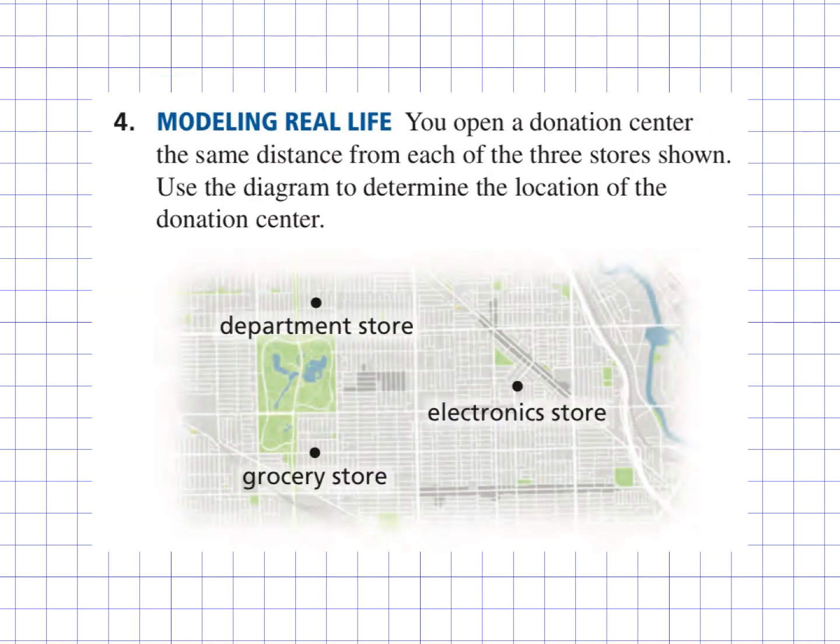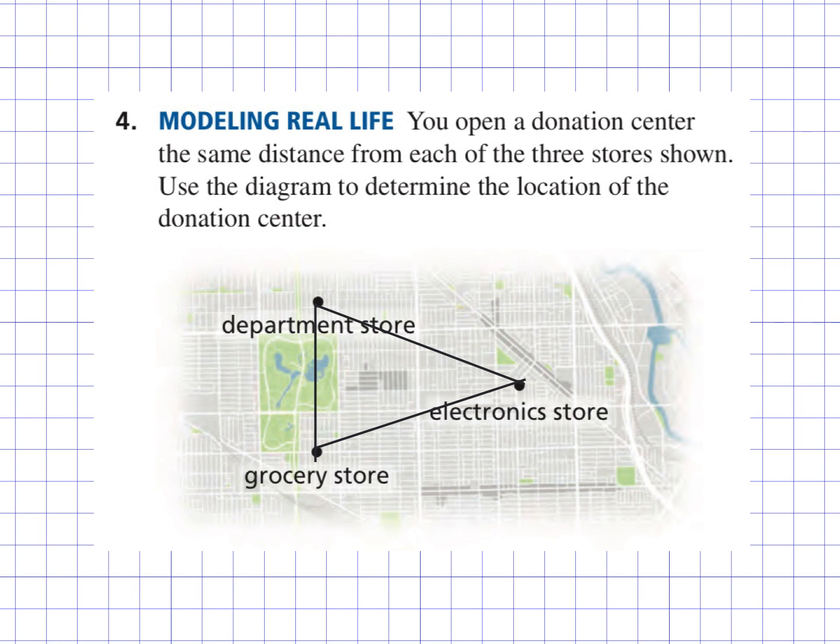Number 4, you open a donation center the same distance from each of the 3 stores shown. Use the diagram to determine the location of the donation center. Let's see if I can draw perfect lines here. There's your vertices connected. Again, I'm just going to freehand where I think the perpendicular bisector is.